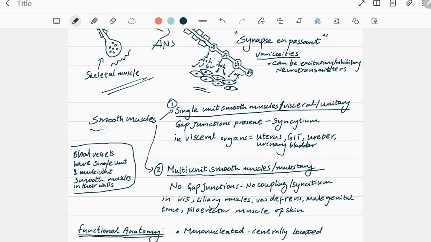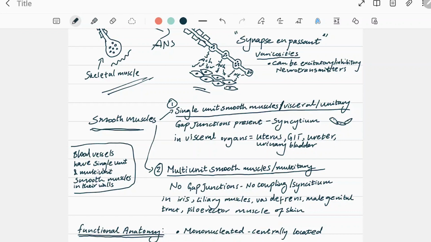Now, if we classify smooth muscles, there are two types. Number one is the single unit smooth muscle, which is also known as unitary smooth muscle. It's also given the name visceral smooth muscle because it tends to be around tube-like structures like your intestines, GIT, and all of that. A single unit smooth muscle means there are a bunch of smooth muscle cells that are uninucleated, and they are connected to each other via gap junctions.